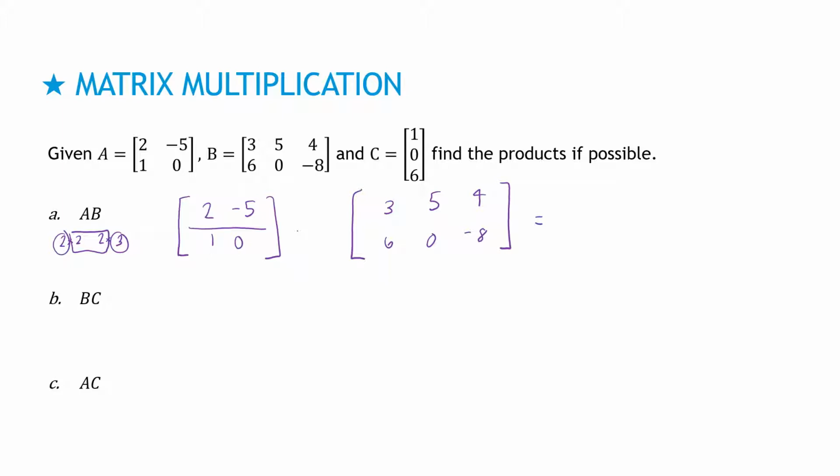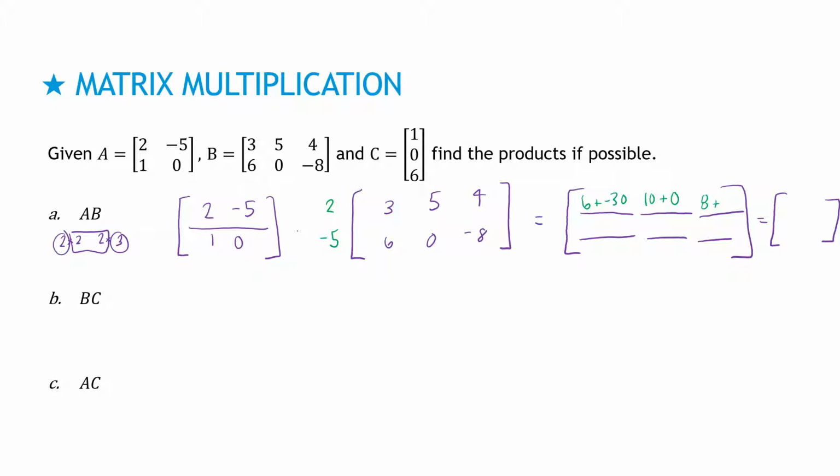To multiply these, remember I'm taking rows times columns. I should have a 2 by 3 matrix. Hopefully I can fit all of that on one line. We'll see how I do. I better start writing smaller. So 2, negative 5 goes here. So 2 times 3 is 6 plus negative 30. To my second column, 2 times 5 is 10. 5 times 0 is 0. And my third column, 2 times 4 is 8. And negative 5 times negative 8 is positive 40.